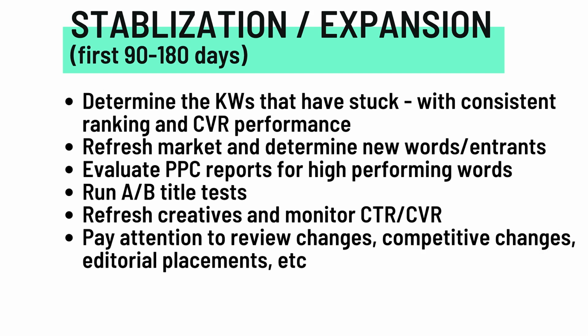Another really critical thing during this 3 to 6 month stretch is to pay attention to review changes, competitive changes, editorial placements, etc. So sometimes you might get picked up as a recommended product for Amazon search algorithm, or you might get picked up for an editorial, or all of a sudden you've got a 4.5 star rating versus a 4-star rating. All of those things you need to keep a tight pulse on and see how those variables impact your keyword performance, conversion performance, and pay-per-click performance. So managing and monitoring all those things is really important during this stabilization and expansion phase.